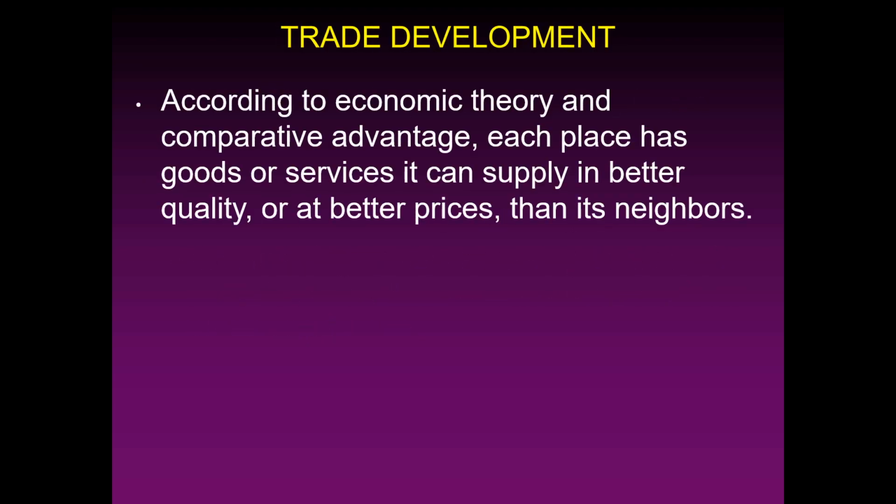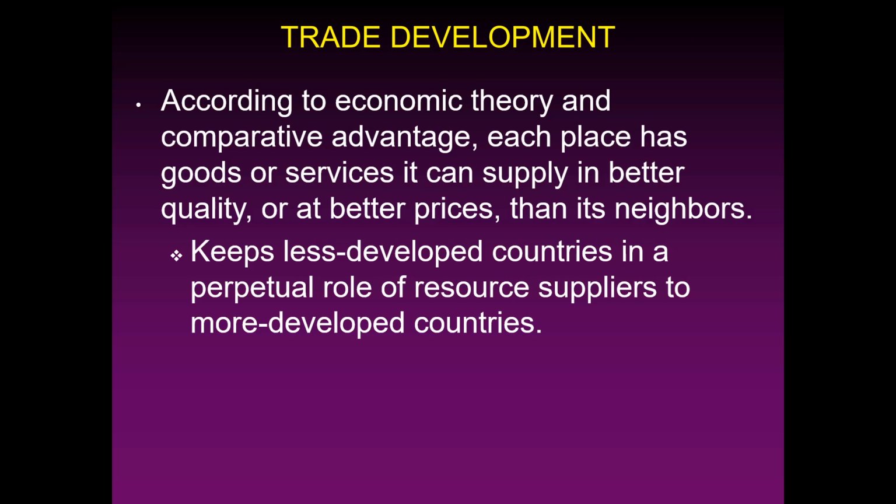So trade development, according to economic theory and comparative advantage, each place has goods or services that it can supply in better quantity or at better prices than others. This keeps less developed countries in a perpetual role of resource suppliers to more developed countries. It's kind of that whole thing like we don't make anything in the U.S. anymore. Well, yeah, because we have places that can make it for us cheaper, and that kind of keeps them in this cycle of you're going to continue to produce low cost stuff for us.